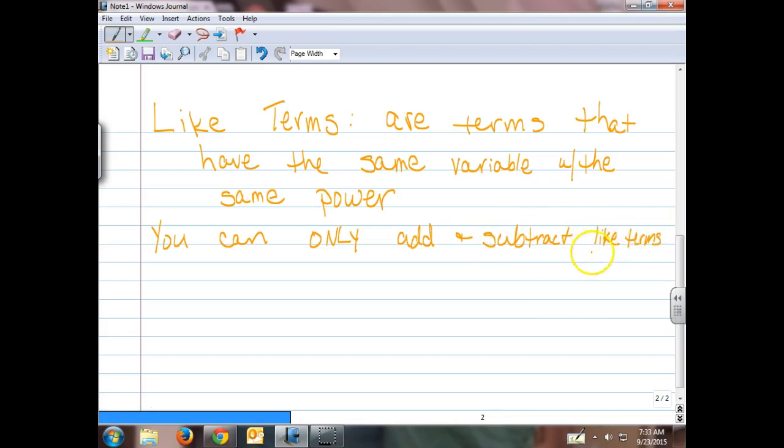I'm hoping this isn't new for you, but review. So, 4x plus a negative 3x. These are like terms because they both have x's, they're both to the first power. You can add their coefficients. That's another word you need to know. And you simply add it. What is 4 plus a negative 3? 1. So 4x plus a negative 3x is 1x. Combining like terms.